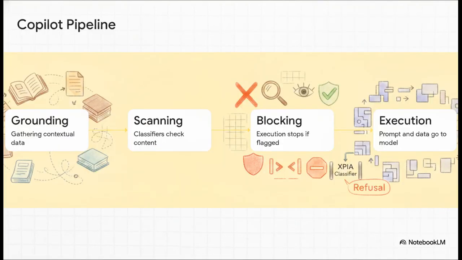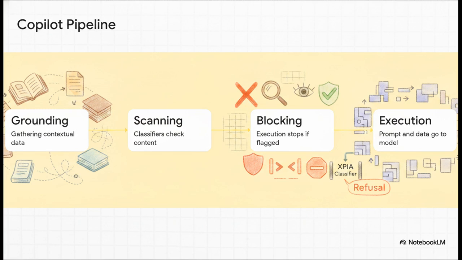Let's trace how this actually builds into the Copilot pipeline. It's a 4-step journey. Step 1, grounding, where the system gathers the necessary emails and documents. Step 2, scanning, where our gauntlet of classifiers checks all that content. Step 3, blocking or refusal. If the classifiers flag a hidden attack, execution stops right there. The user gets a refusal, and the model never even sees the poisoned content. Only if it passes all that does it reach Step 4, model execution.